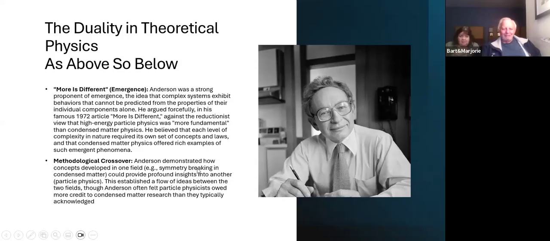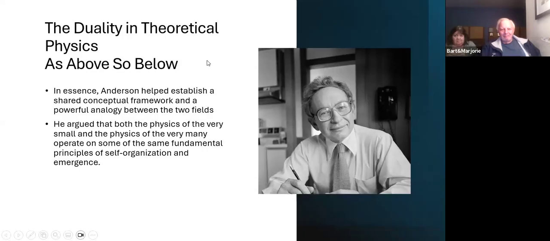And that's because the particle physicists think they're God. They think they know everything and everyone else is a peon, and they're dealing with the most fundamental stuff. And Anderson never felt that at all. So he developed this shared conceptual framework, and there were analogies between particle physics and solid state physics, and both of them benefited by looking at what was going on in these things.